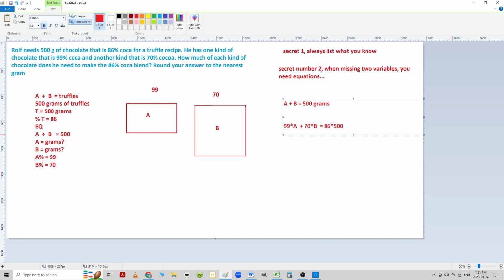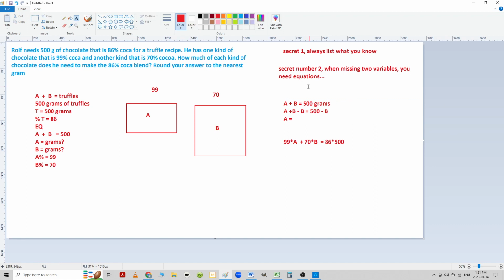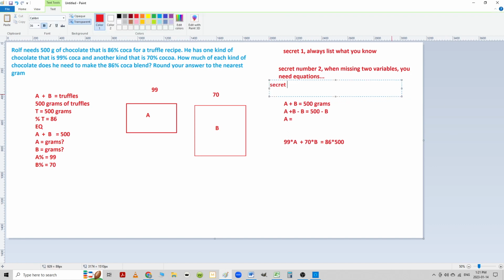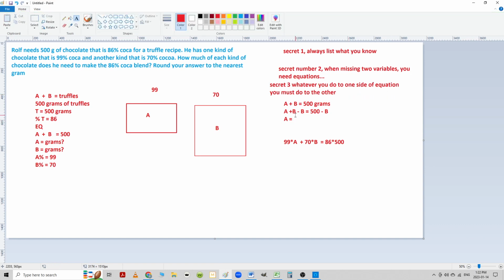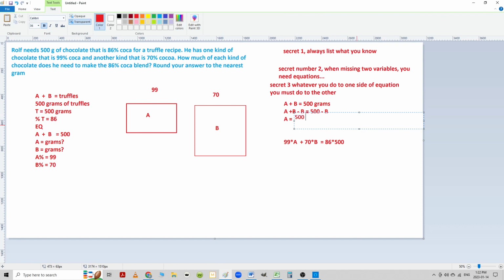But look at that. We have two missing things in this equation, and only one equation. But fortunately, we have a second equation up here. Well, I'm allowed to rearrange this equation any way I want. For instance, if I subtract B from both sides, I discover that these B's subtract. And now here's secret number 3. Whatever you do to one side of an equation, you must do to the other. So, as long as you follow that rule, it's fine. So these B's cancel out, and I get A is equal to 500 minus B.